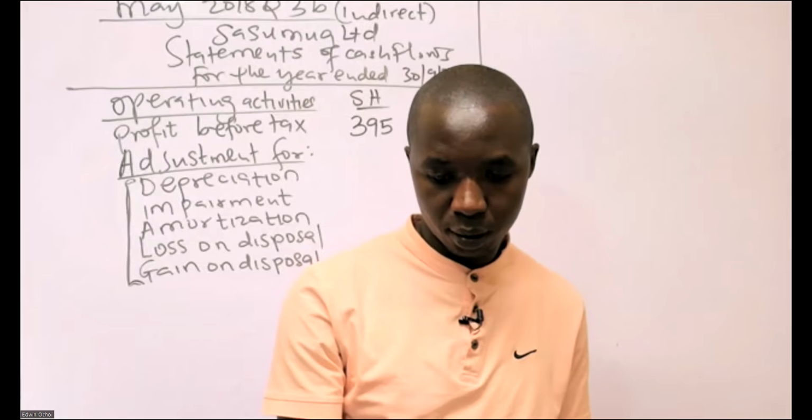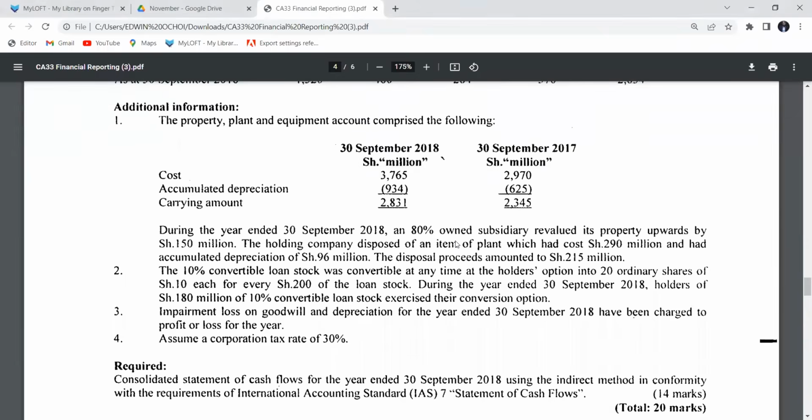If you check note 1, you are told property, plant, and equipment account comprised the following. So we have the cost and accumulated depreciation, and we have the carrying amount. Accumulated depreciation is for the period the assets have been in existence. Property, plant, and equipment is just non-current assets which have been aggregated.